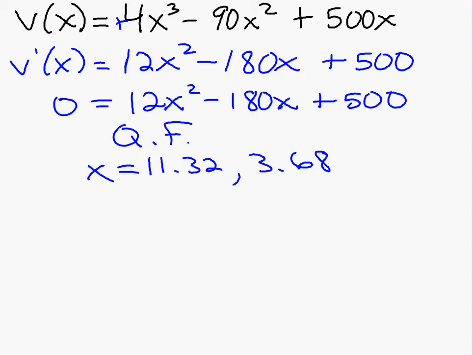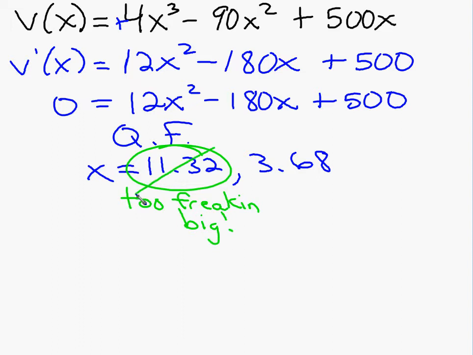I can't subtract, we're going to double this thing. I can't subtract 22 from 20, right? This one is too big. So it goes away. I can't use that one. I'm going to use 3.68. Okay? And now I need to determine what's going on at this 3.68. Should be a maximum, right?